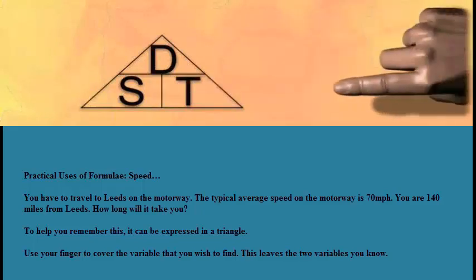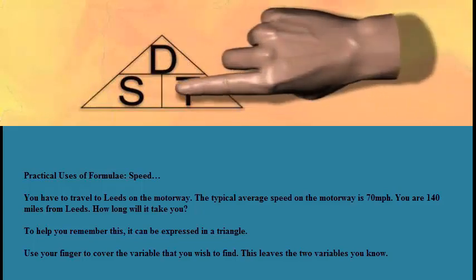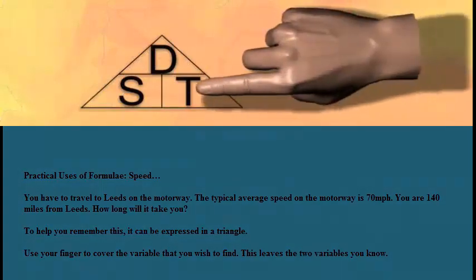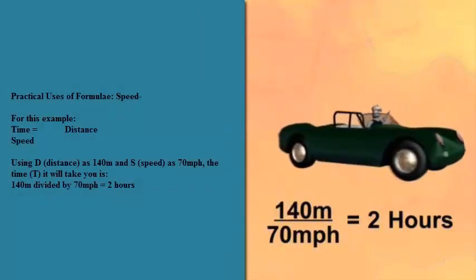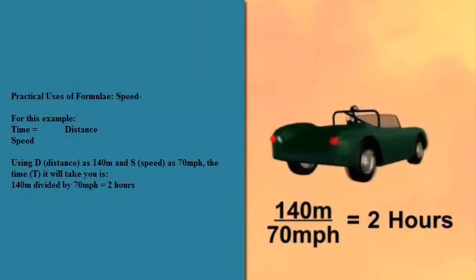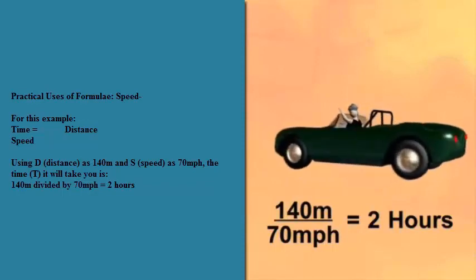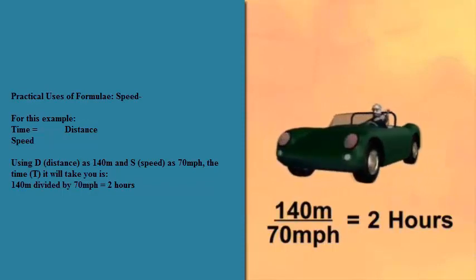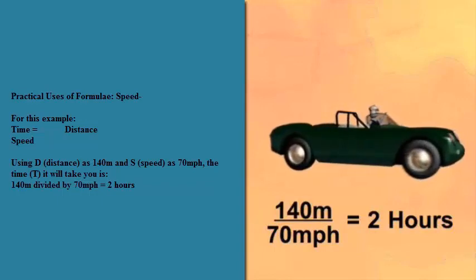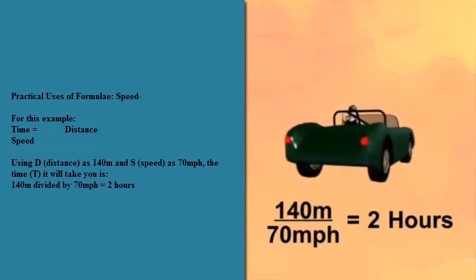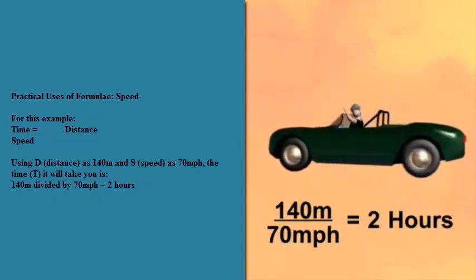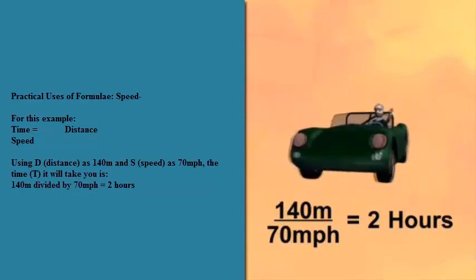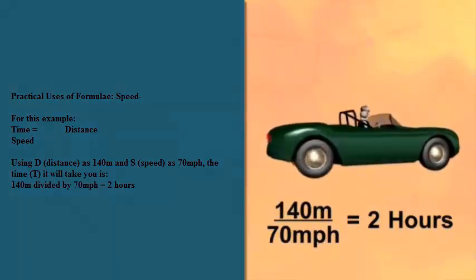Use your finger to cover the variable that you wish to find. This leaves the two variables you know. For this example, time equals distance divided by speed. Using d, distance, as 140 miles and s, speed, as 70 miles per hour, the time it will take you is 140 miles divided by 70 miles per hour, which equals 2 hours.